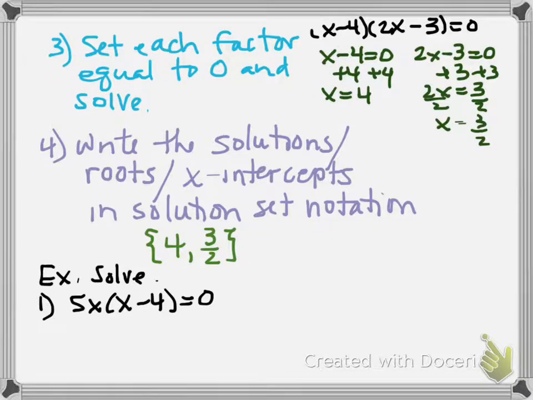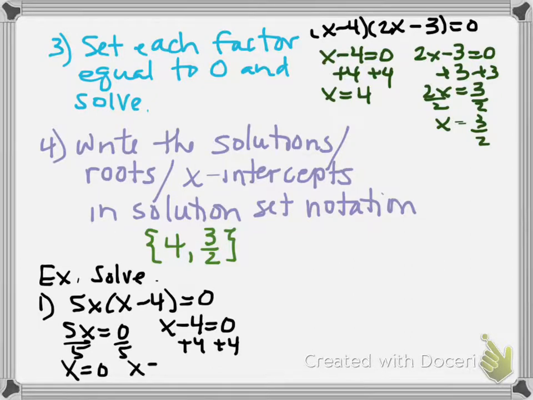Do we have to put this in descending degree order on one side and 0 on the other, and then do we have to factor it? They already did that for us. We're launching into set each factor equal to 0 and solve, so half the work's already done. All we do is take each of the factors, set them equal to 0, and solve. Okay, so divide by 5, I add 4, and I get x equals 0 and x equals 4. So my answer is the set that contains 0 and 4. Done.